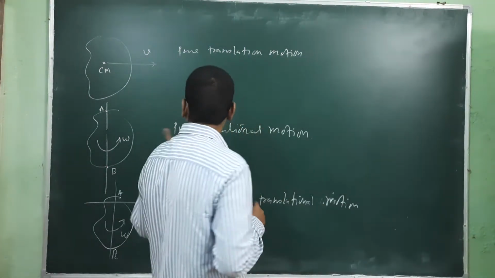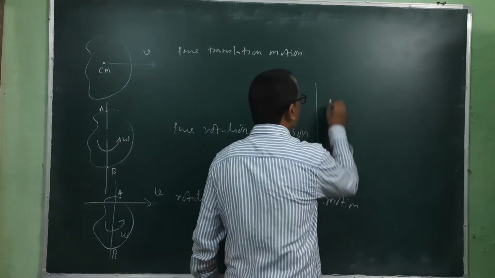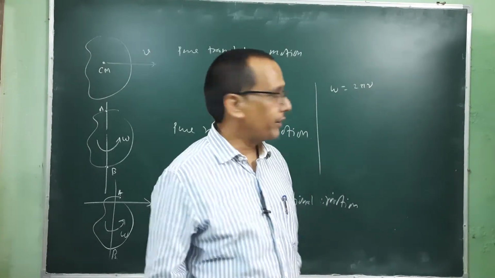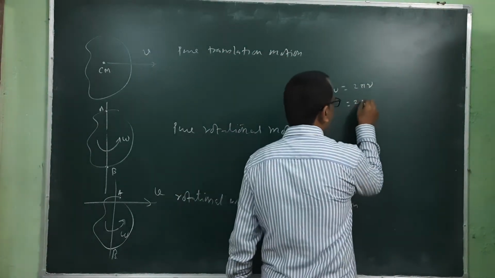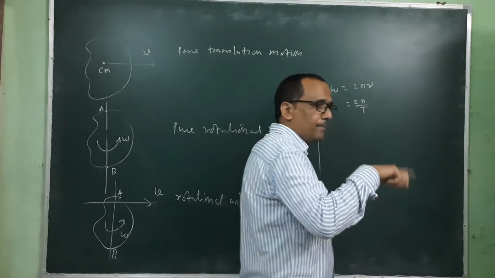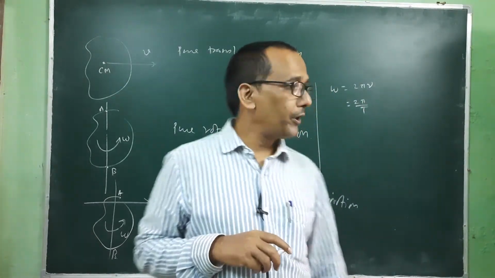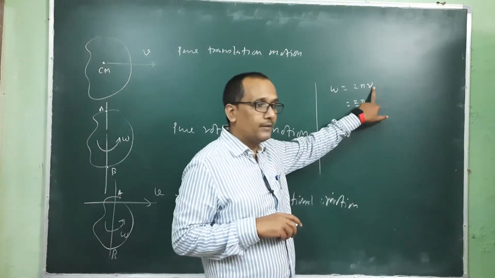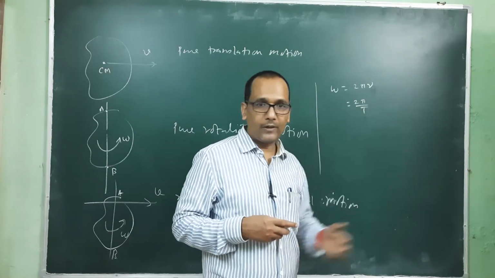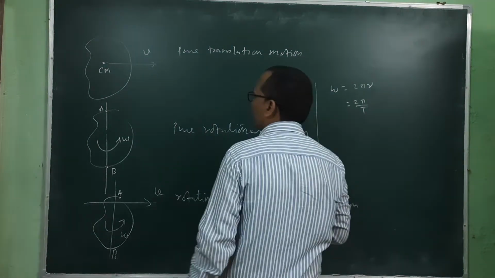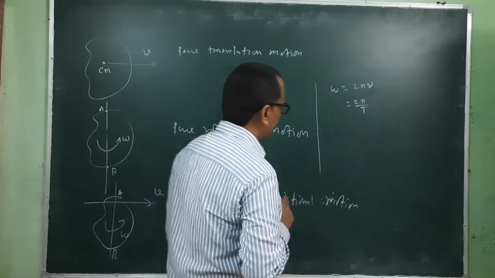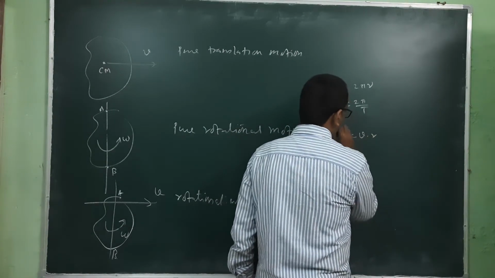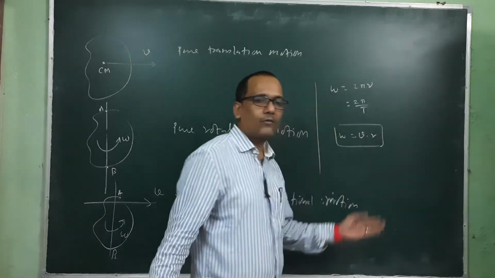And we have defined this omega as equivalent to 2 pi nu, where nu is the frequency of rotation. This can also be written as 2 pi by T, where T is the time period. For a complete rotation, the total time taken is the time period, and the number of rotations in a particular time is the frequency. And also this v and this omega can be correlated: v is equivalent to omega multiplied by r. We have used this relation in circular motion also.